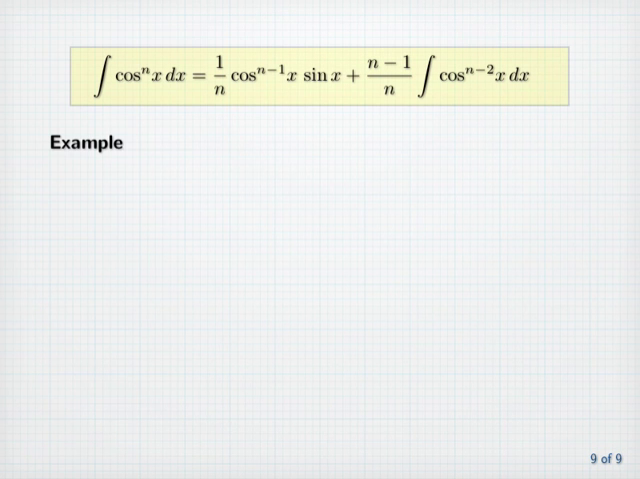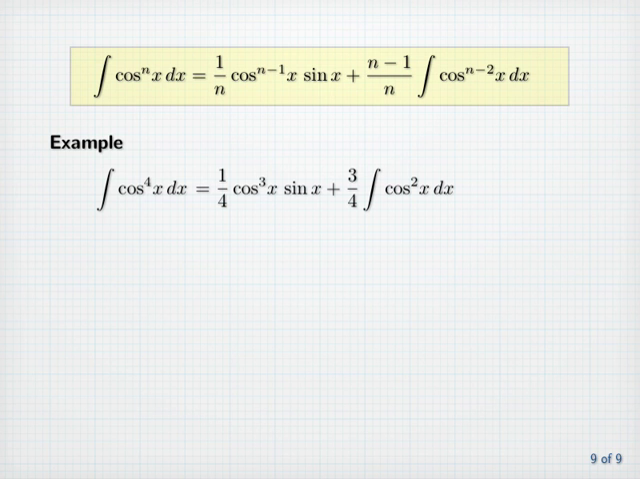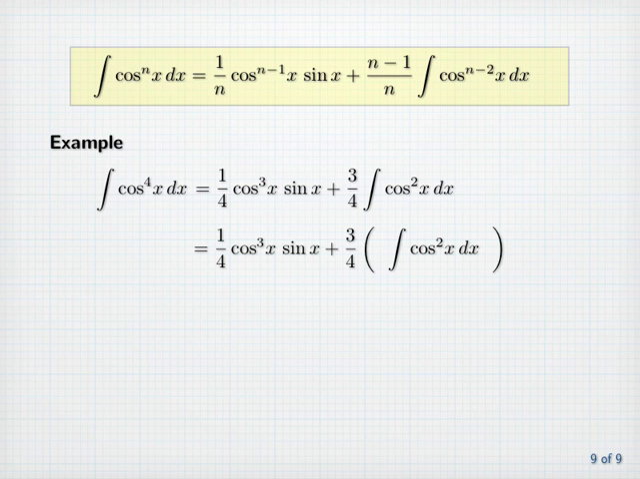Now let's use this formula to work an example. Say we want to find the indefinite integral of the fourth power of cosine x dx. So we apply the formula with n equals 4, obtaining 1/4 cosine cubed x times sine x plus 3 over 4 times the integral of cosine squared x dx. Next, we apply the formula to the integral of cosine squared x. That gives us 1/2 of the first power of cosine x times sine x, plus 1/2 of the integral of the 0th power of cosine x dx, or just the integral of dx.